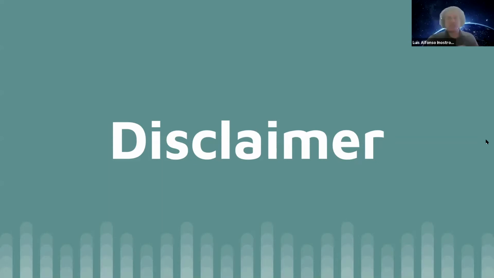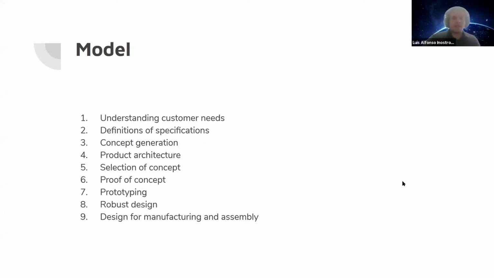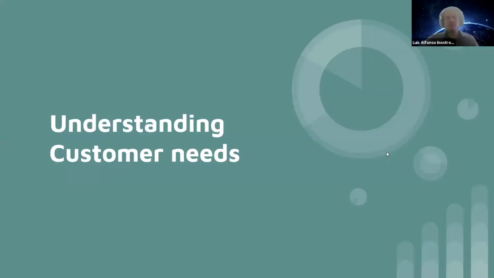So first, this is the model. Basically, there are 9 steps, which most of them can be divided into micro steps. And they take us all the way from needs to design of manufacturing and assembly. First of all is understanding customer needs. Customer needs are very important because it's what our product wants to solve. So how do we collect this? How do we know these customer needs?